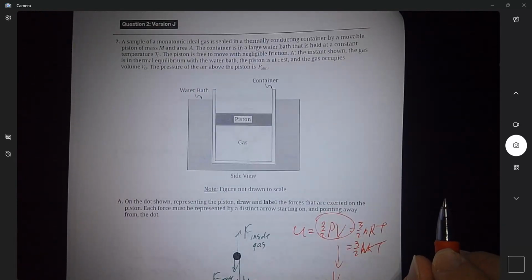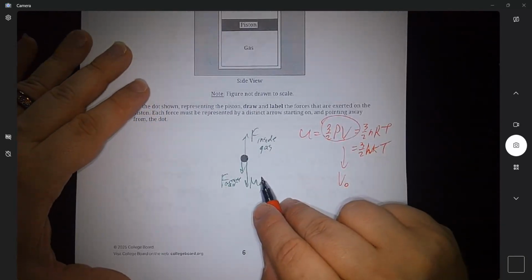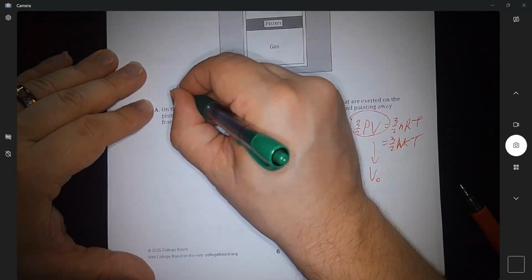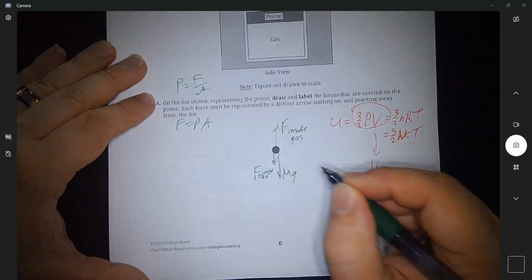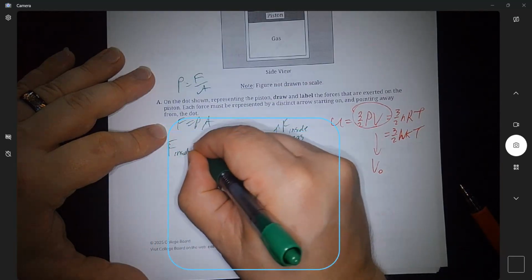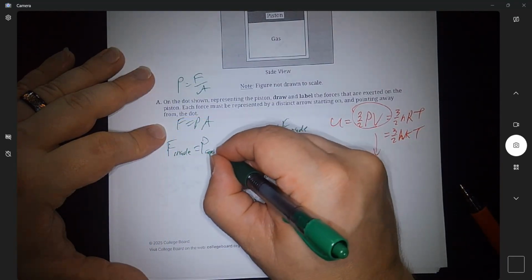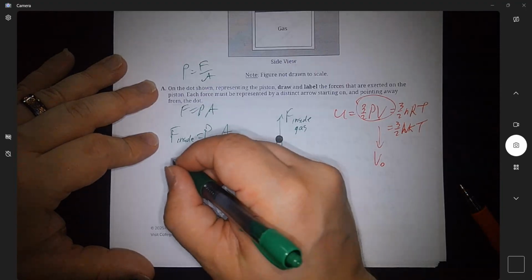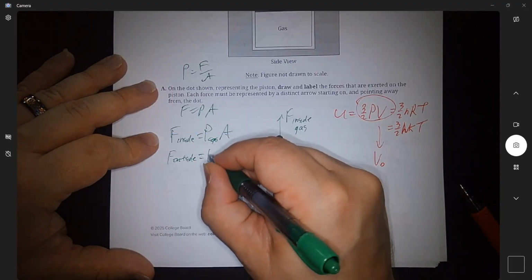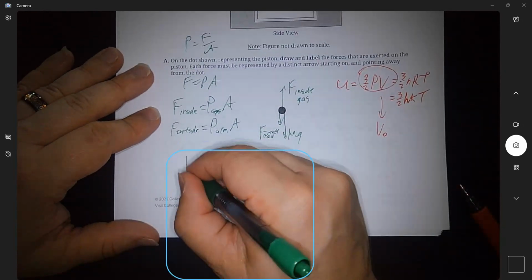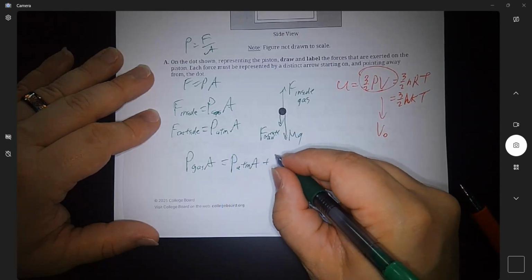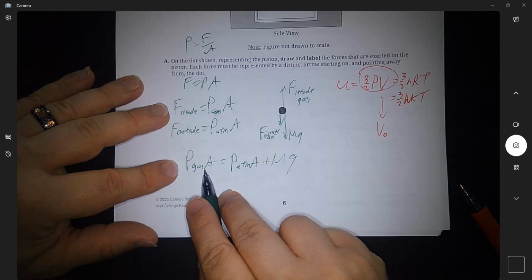Well, what I'm going to say here is I am going to express these in terms of pressure. So the force of the inside gas: pressure is force over area, so force is pressure times area. So the force of the inside gas is the pressure of the gas times the area. And then the force of the outside air is going to be the pressure of the atmosphere times A. So let's say the pressure of the gas times A equals the pressure of the atmosphere times A plus mg. And so then the pressure of the gas is going to be all these divided by A. Is A something I'm allowed to have in the answer?